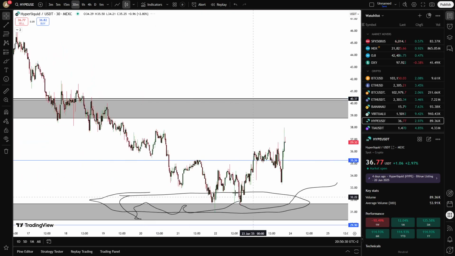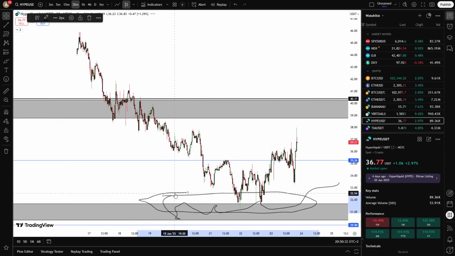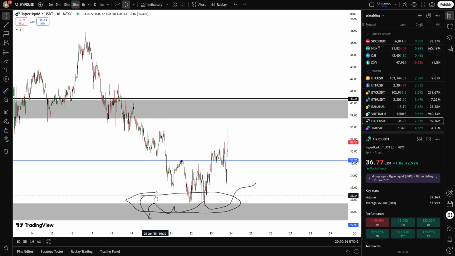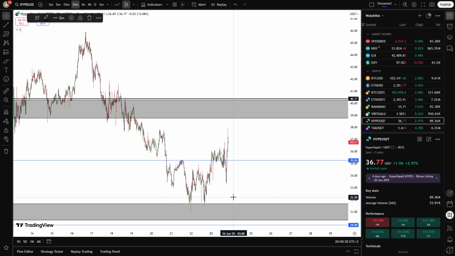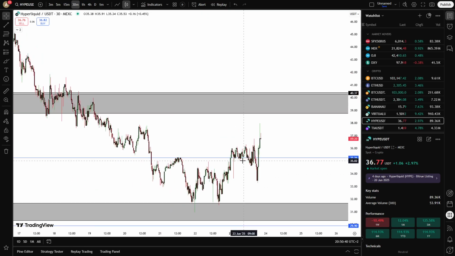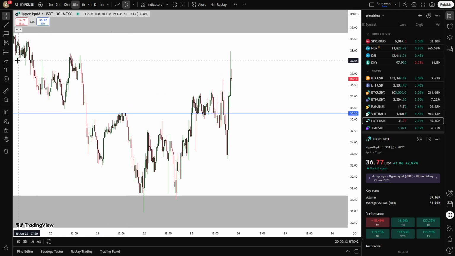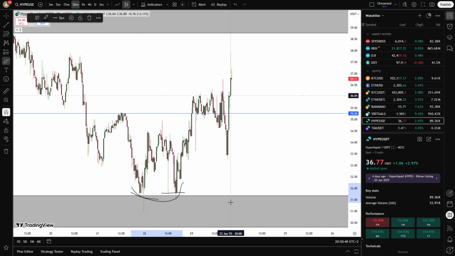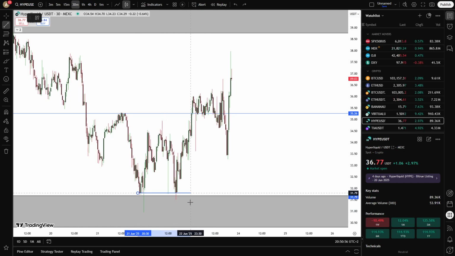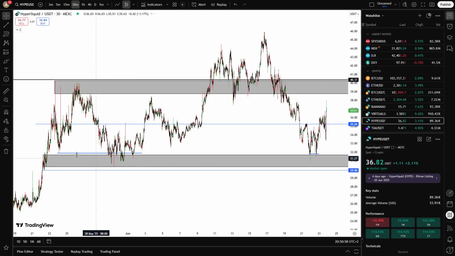Now let's zoom in on a 30 minutes, because this is what I like to do. I point out the higher time frame levels, and then I want to see a lower time frame reversal pattern forming, where right again we had this, and here what do you have? Equal lows.